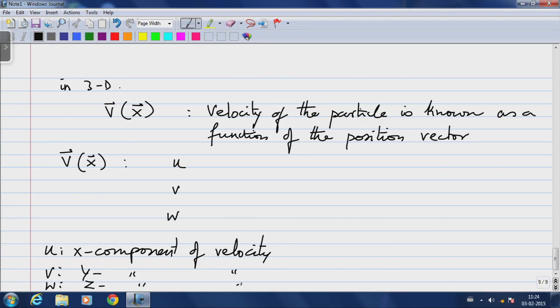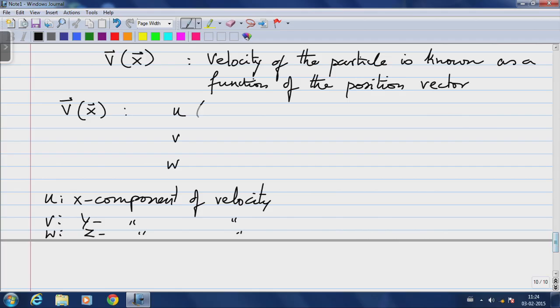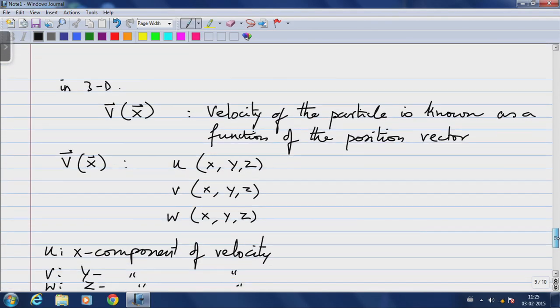So, a particle moving in 3 dimensions generally has 3 components of velocity, and each component is a function of the position vector, which itself is defined by 3 spatial independent coordinates. Okay. So, 3 coordinates x, y, z define the position of this particle, and u, the x component of the velocity, could in general be a function of all 3 spatial coordinates x, y, z; likewise v and w.